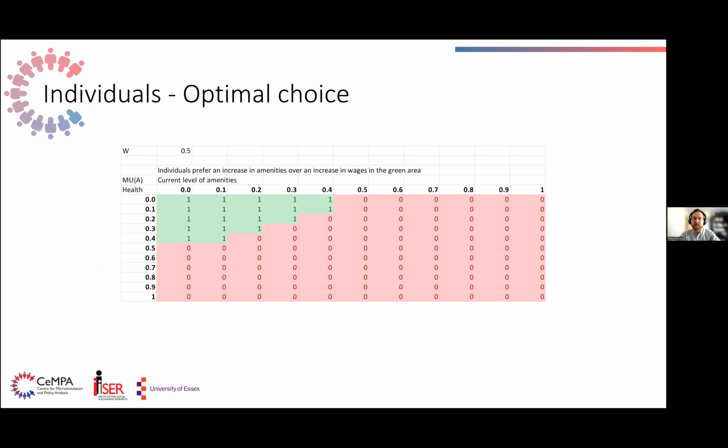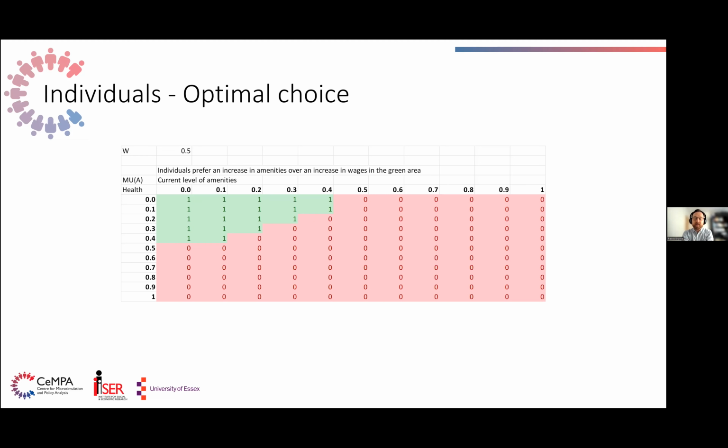Some individuals would prefer to obtain an additional unit of amenities, and some individuals would prefer to obtain an additional unit of wages. In this table, we set wages fixed to 0.5, and we just visualize a choice for different levels of amenities and different levels of health. And whenever you see a green cell in the table, it means that an individual with that level of health and amenities would prefer to obtain an additional unit of amenities instead of an additional unit of wages. So the marginal utility of amenities is higher than the marginal utility of wages for such an individual.